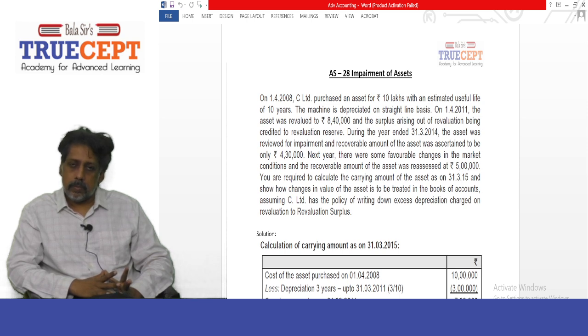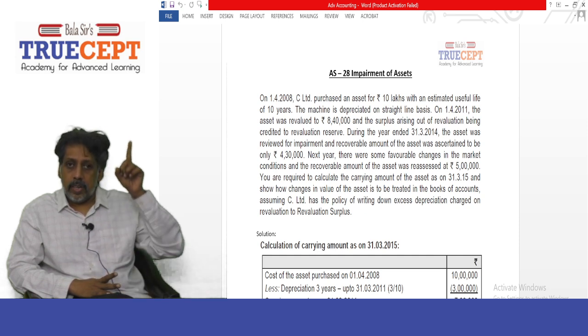Show how changes in the value of an asset are to be treated in the books of accounts, assuming C Limited has the policy of writing down excess depreciation charge on revaluation to revaluation surplus account. What is the meaning? This is from accounting standard 10.